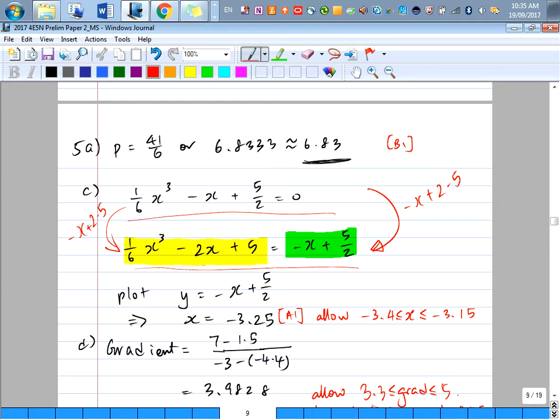Yeah, I just talked about part C. Now for part D, drawing a gradient, find the tangent when x is equal to negative 3.5.